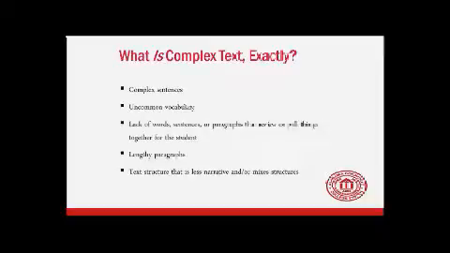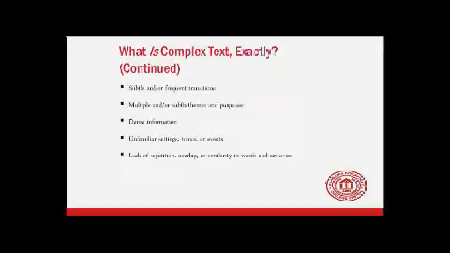What is complex text exactly? Complex sentences, uncommon vocabulary, lack of words, sentences, or paragraphs that review or pull things together for the student, lengthy paragraphs, text structure that is less narrative and/or mixed structures. Continue: subtle and/or frequent transitions, multiple and/or subtle themes and purposes, dense information, unfamiliar settings, topics, and events, and lack of repetition, overlap, or similarity in words and sentences. All of this is what causes a particular text to be what they consider complex.